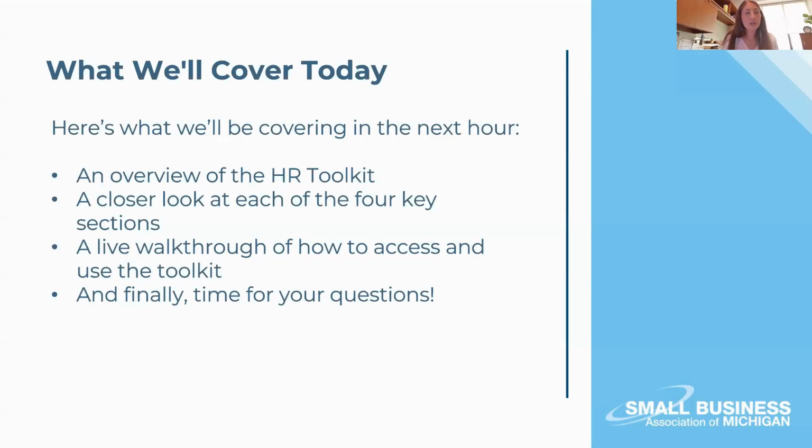So we'll first start with an overview of the HR toolkit itself. It actually consists of about 19 downloadable documents that you will have access to. Most of them are Word documents that you'll be able to customize and edit. A couple of them are Excel files, and I believe there's 2 PDFs. So it's pretty comprehensive, and I'm excited to dive into that. With that, we'll do a closer look at each of the 4 key sections that we've broken this toolkit down into. If you think of human resources, we've broken it down into 4 core areas.